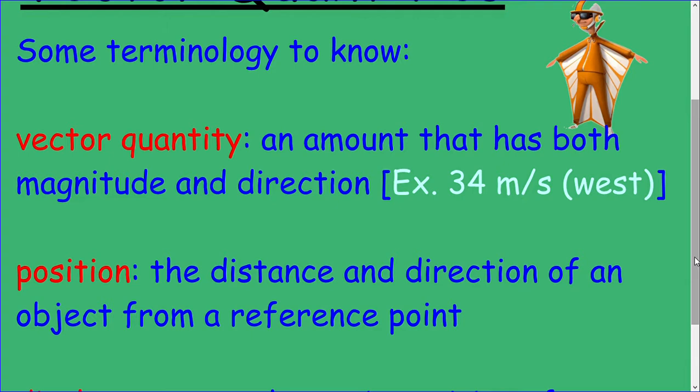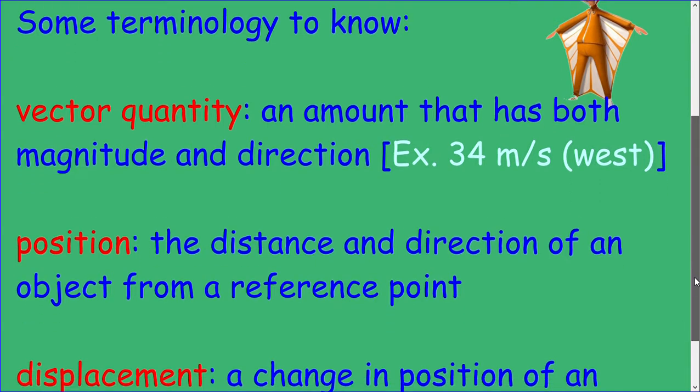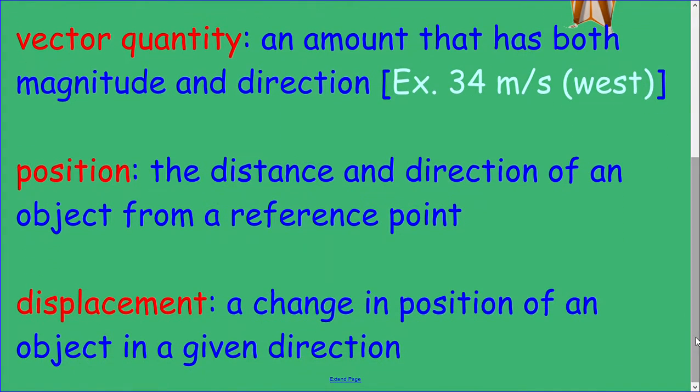We also have position, the distance and direction of an object from a given reference point. So that's saying where something is normally from zero or a zero marker. And then we also have displacement, which is a change in position of an object in any given direction. So how much did that object change from where it was before? I would encourage that you know each of the terms and what they stand for. If you want to jot them down in your book, or if you've printed off the slides, go through and make sure that you understand each one.